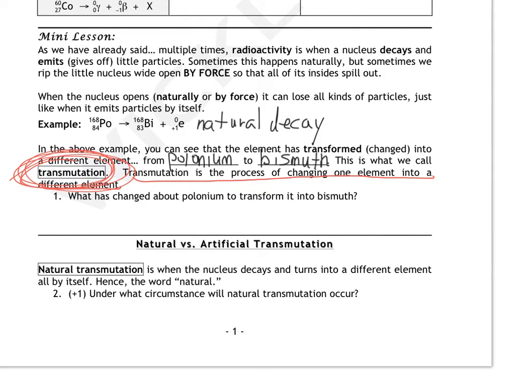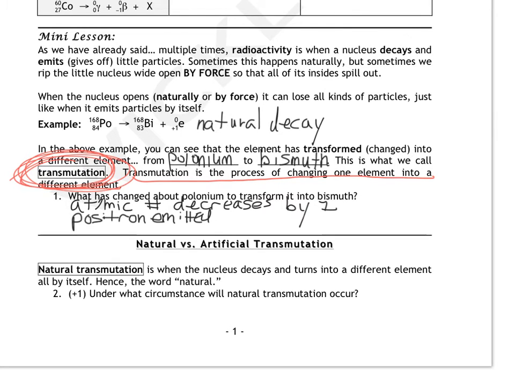All right, so what has changed about polonium to transform it into bismuth? You should pause the video and think about all the ways polonium changed as it became bismuth. So here's what I came up with. Firstly, as polonium changes into bismuth, I can see that the atomic number decreases by 1. I can see that the mass has stayed the same. It went from 168 to 168, so I'm going to leave that out. But I will say that a positron has been emitted.